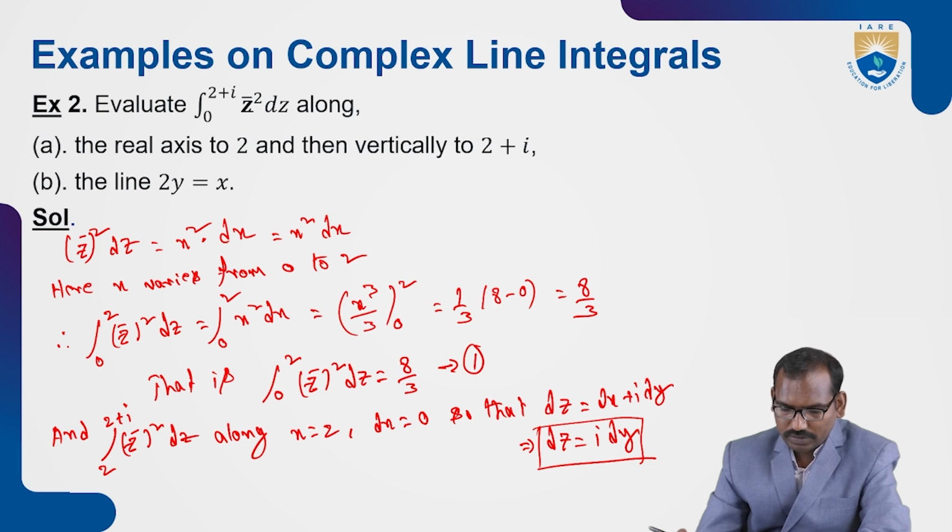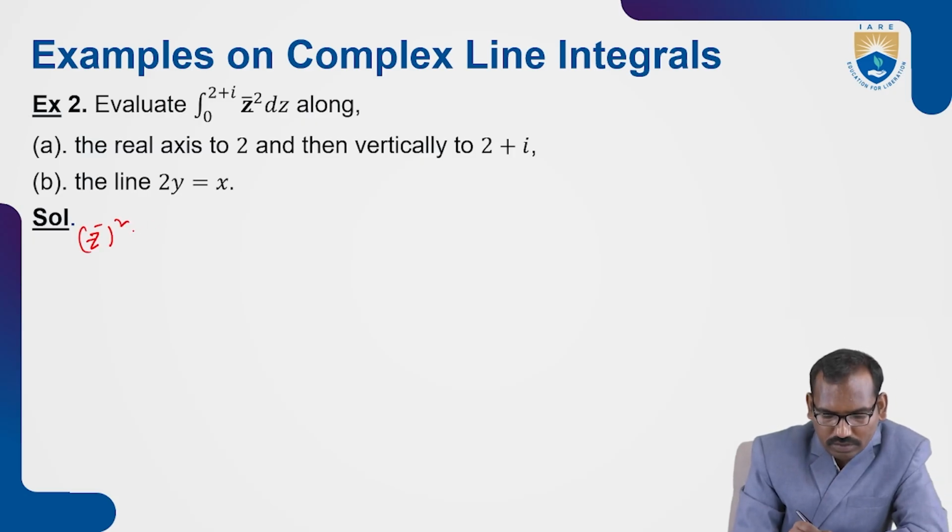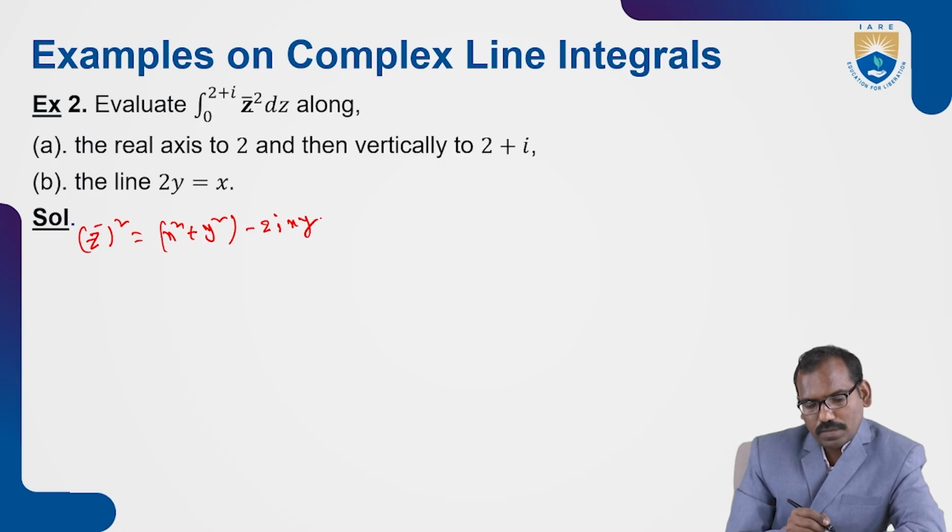Now I need to evaluate z bar whole square. So it is x square plus y square minus 2i xy.